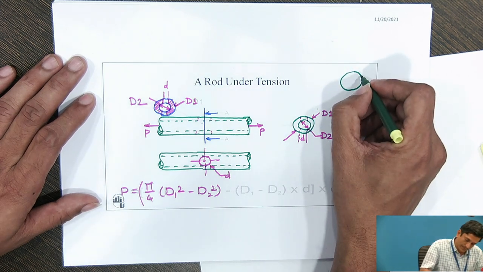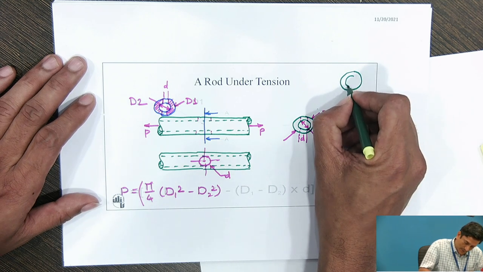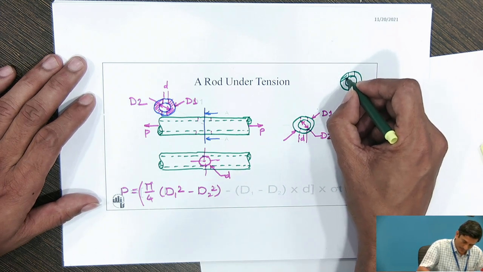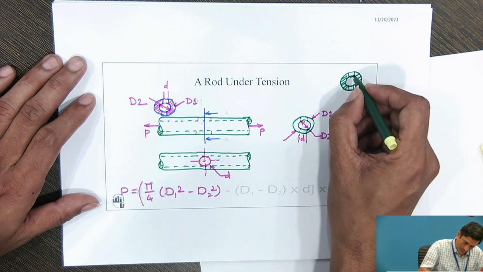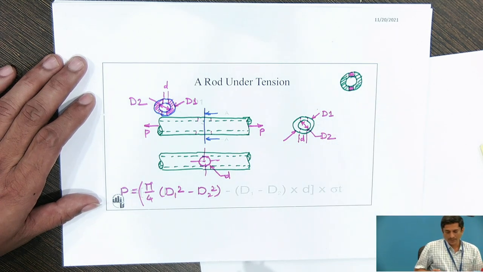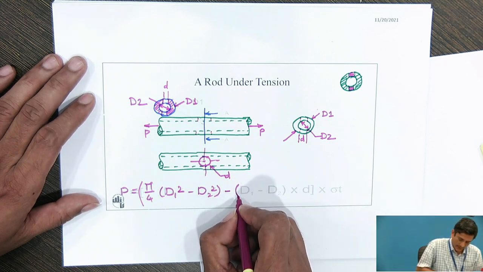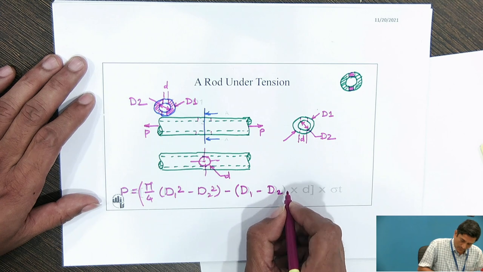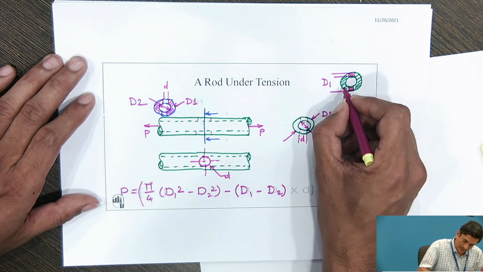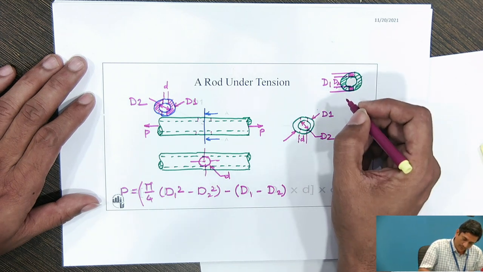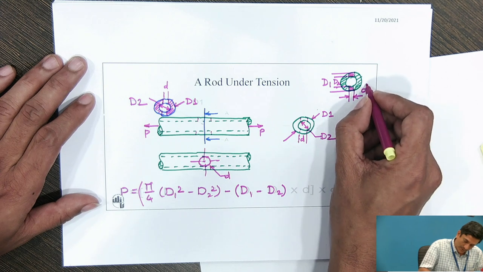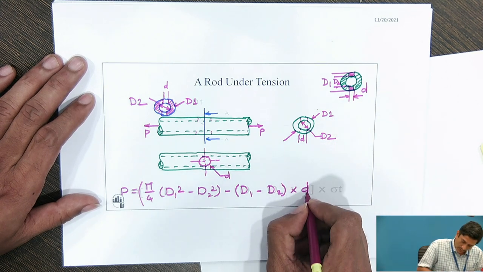This is pi by 4 D1 square minus pi by 4 D2 square. But friends, here is a hole. Therefore, net area available is this much. I need to reduce a strip over here, this small strip, and this small strip at the bottom. If I go to find out the area, it is D1 minus D2. Why? Because this dimension is D1 minus this dimension D2, but it represents only the length. I need to add its width, and therefore this dimension is small d. I need to multiply with small d.